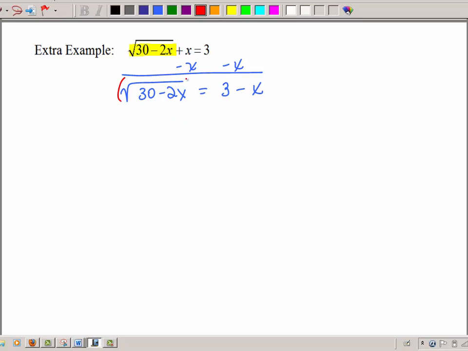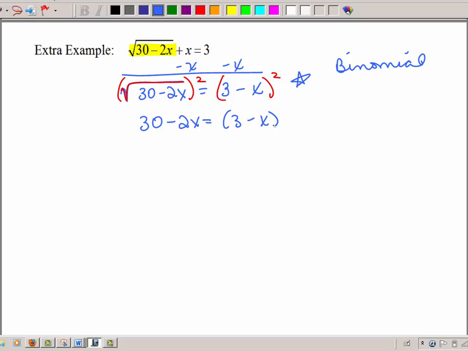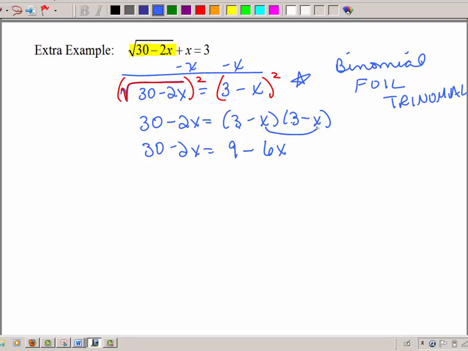Now we need to raise each side to the appropriate power, which means we're going to square both sides since we have that square root. Those undo each other, and you just get 30 minus 2x. But here, this is where you have to square that binomial. And I'm going to go ahead and write it out twice to remind myself that I need to FOIL it out, and I'm always going to get a trinomial. So 3 times 3 is 9. Then I have a minus 3x and a minus 3x. That's a minus 6x. And then plus x squared.